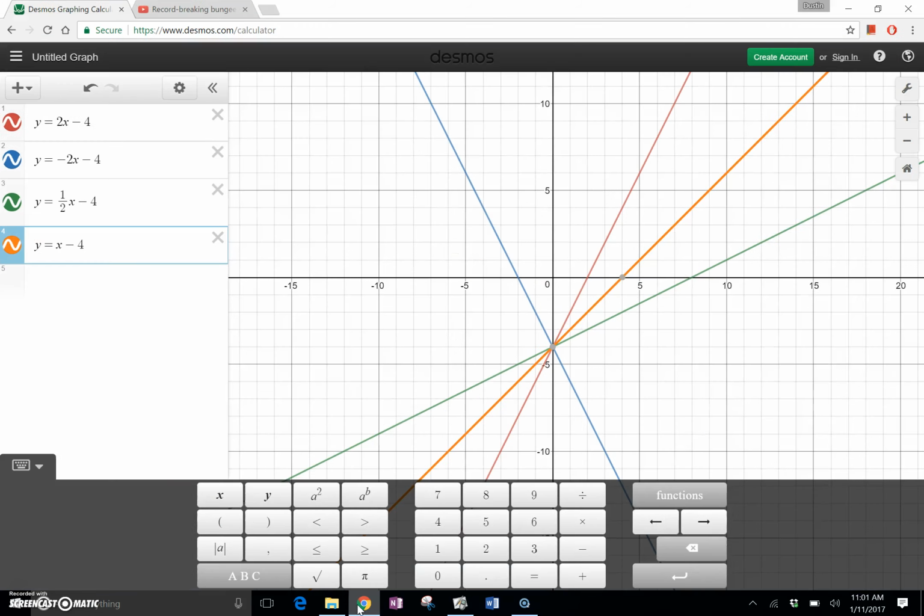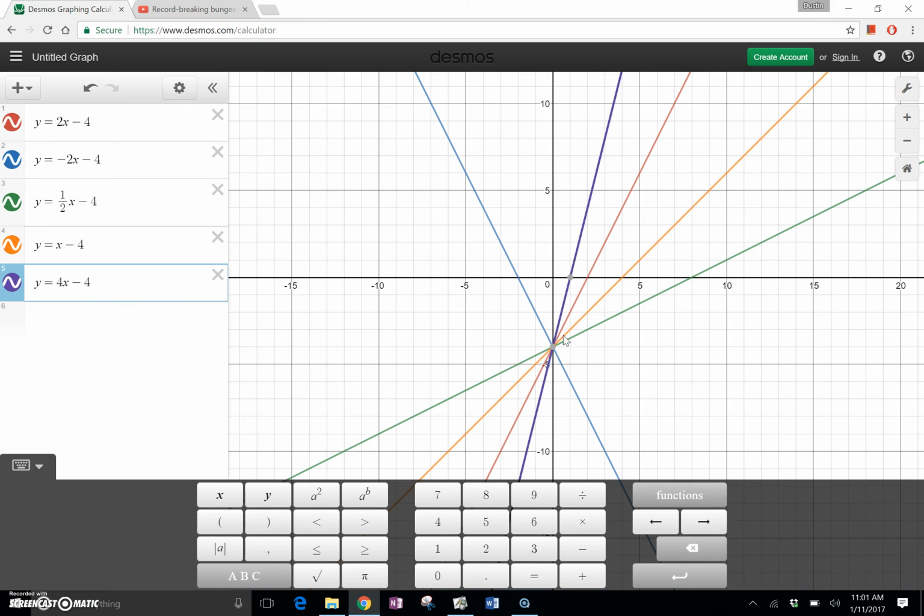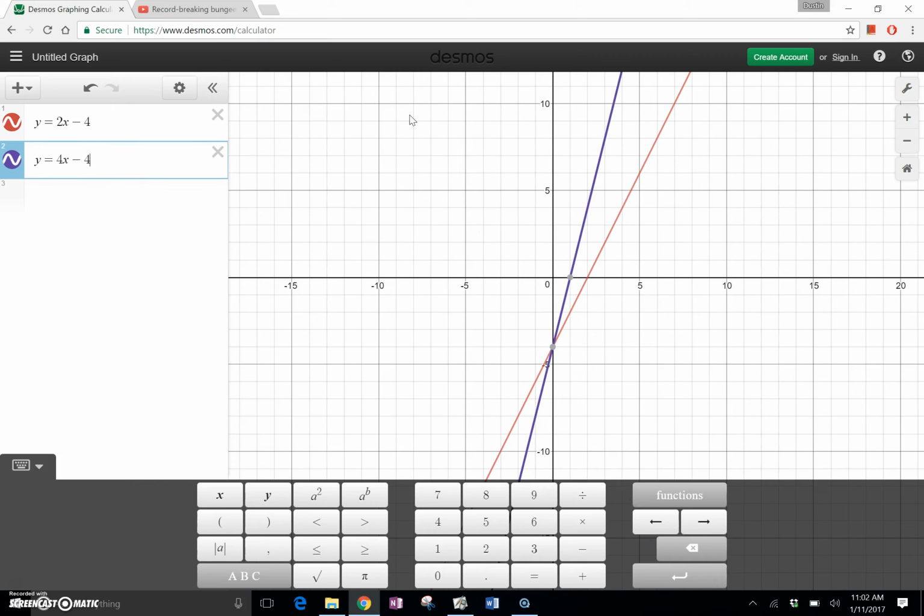So I want you to write an equation that would be even steeper than the following equations. So same idea, just go to Desmos, and you just need to change the slope, the number in front of x, to something that is greater than 2x. So any number greater than 2. So if I put 4x minus 4, you can see that that purple line is steeper than the red line. I can get rid of the rest so we can see it a little easier. It's steeper than the red line. So as long as any number is greater than 2, you'll have a steeper line.